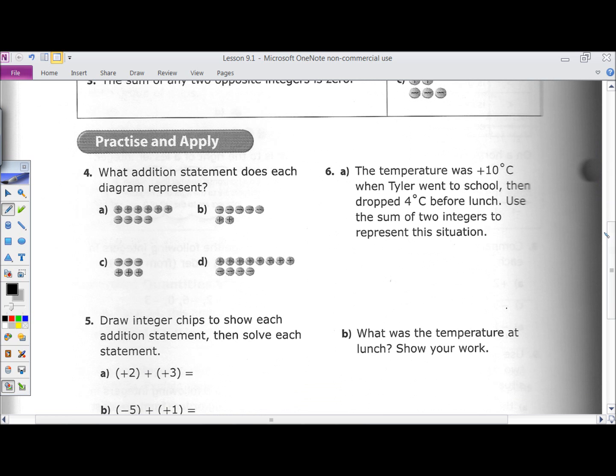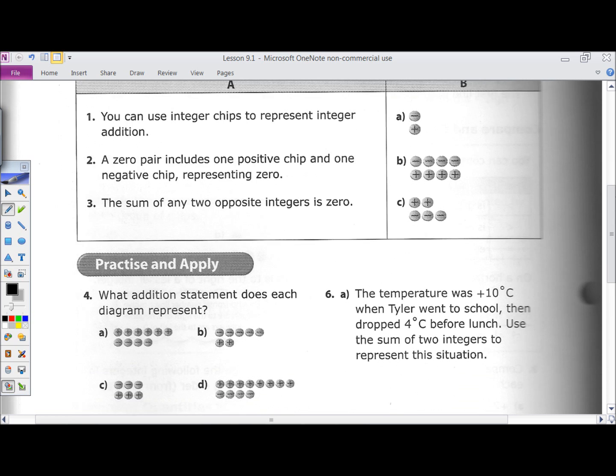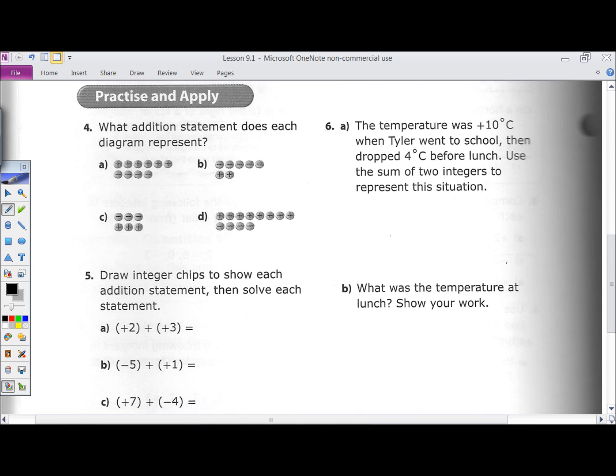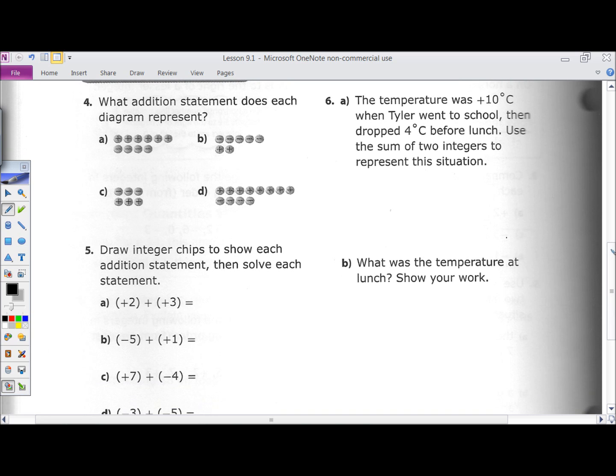Alright. I'm going to skip over 1 to 3. You can do those by yourself. We're going to look at number 4 together here. Number 4 asks us, what addition statement does each diagram represent? Now they're using diagrams a little differently because we don't have red chips and blue chips. We just have circles with a plus or a minus sign in it to indicate whether they're positive or negative.